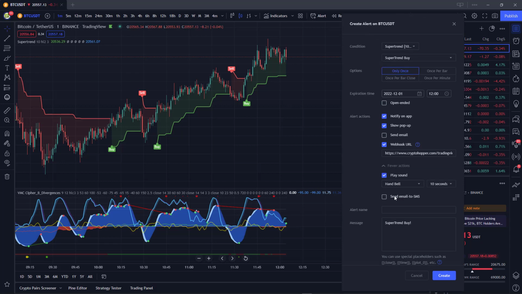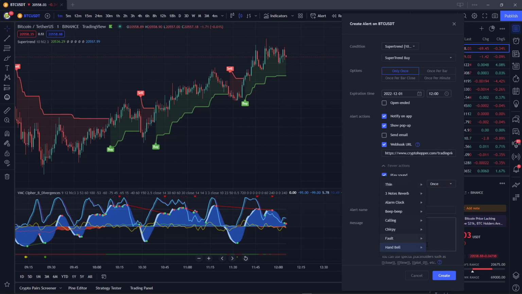More actions. And get it to play a little handbell sound. There we go. Just like that. And that would let me know, if I'm sat at my computer, that it's just buying.